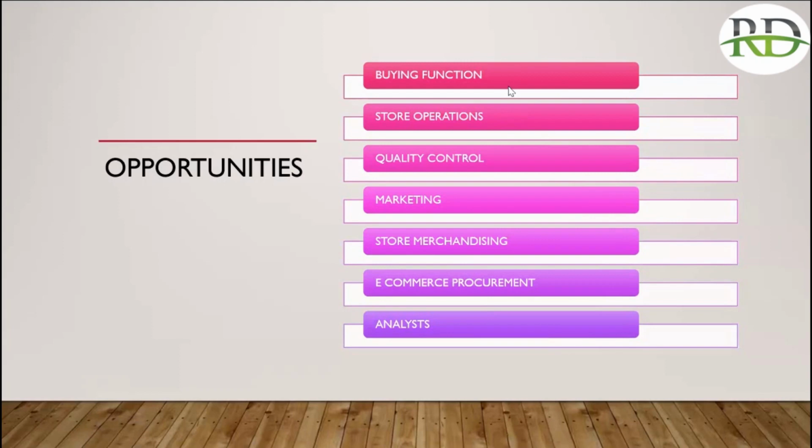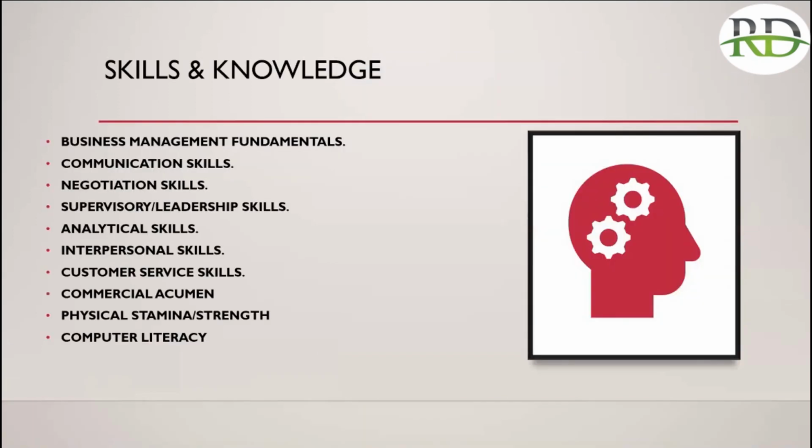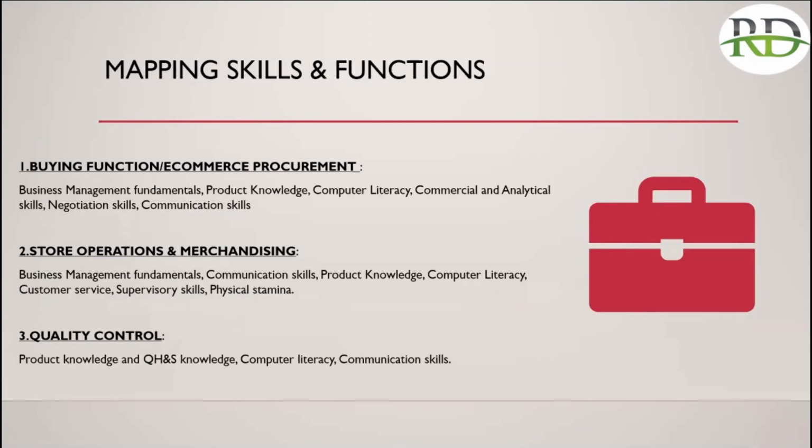Okay, I'll continue. Somebody asked me about the criteria to buy merchandise of a company. Very good question. I will explain that now. I will explain each function now, how each function works. These are the overall skill sets required to work in retail, and I will now map it to each function. So I'm mapping the skills and function here, buying function and e-commerce procurement.